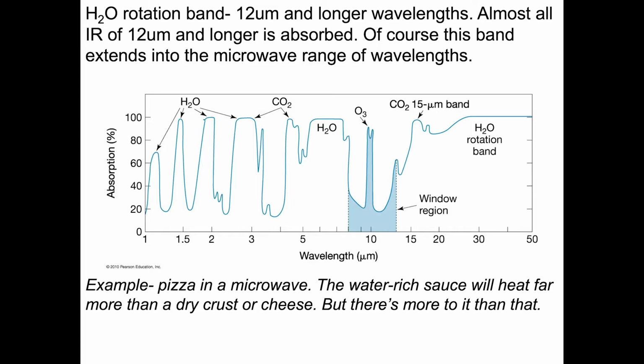An example, a real-world example, is putting a pizza in a microwave. The water-rich sauce is going to heat up far more than dry portions of the pizza, the crust or the cheese. But there's a little bit of a twist to that, which is kind of cool, in that the liquid water is going to be very sensitive to microwave radiation, microwave wavelengths. Very sensitive to that. It's going to become excited. When water becomes ice, it's changed its phase. The orientation of the molecules relative to one another is different. It's no longer very sensitive to microwave radiation.